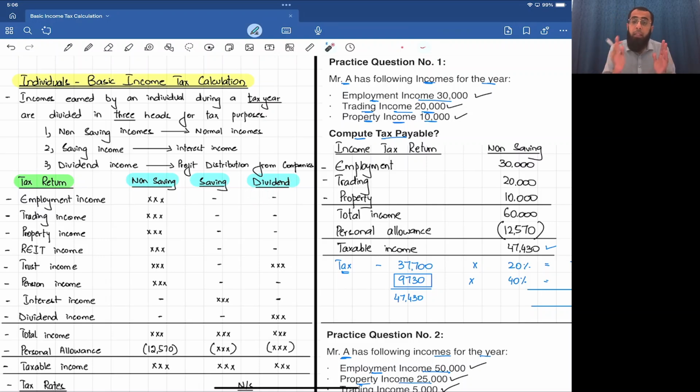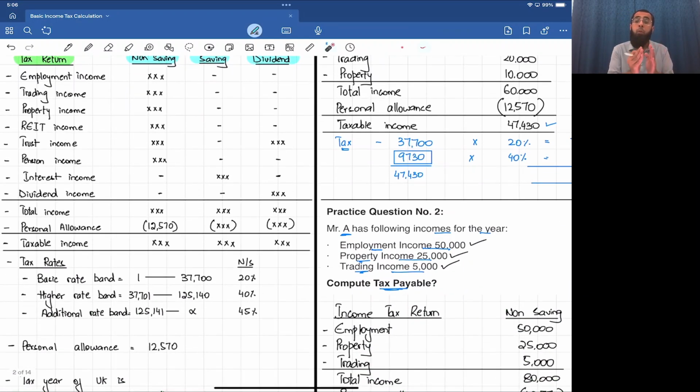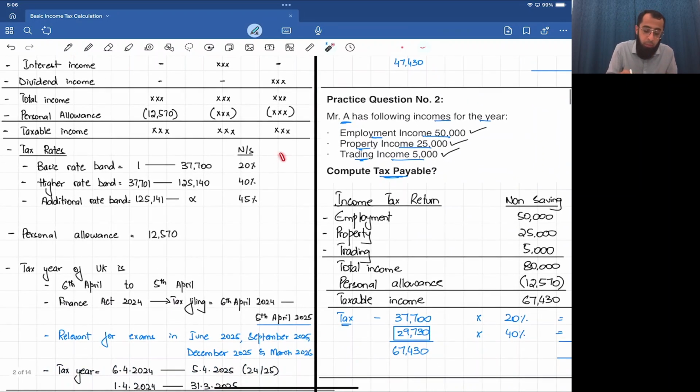The reason for dividing the income into these three heads was that all of these three heads have different rates of tax. In the previous class, we looked at the non-saving income, which is the normal income head, which includes all incomes except interest income and dividend income, because they are classified under their own respective heads of saving and dividend. You add up all of the incomes, you arrive at the total income. You adjust your personal allowance, which is £12,570 for the current tax year. You arrive at the value of taxable income, and using the tax bands, you calculate the tax.